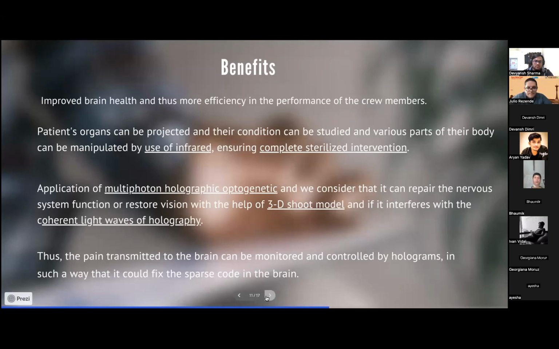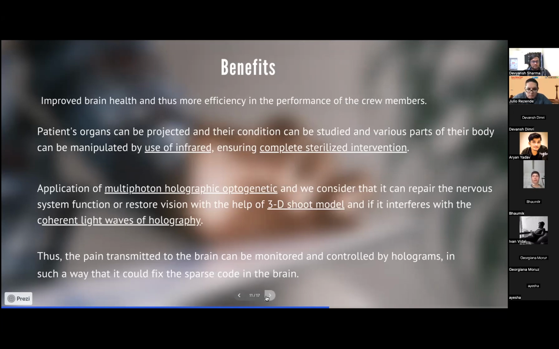Also, the patient's organs can be projected if these holograms are used in telemedicine, and their condition can be studied, and various parts of their body can be manipulated by the use of infrared, also ensuring complete sterilized intervention. We also want to take into consideration the application of multi-photon holographic optogenetics, and we consider that it can repair nervous system function or restore vision with the help of implementing a 3D model, if it interferes with the coherent light waves of holography.